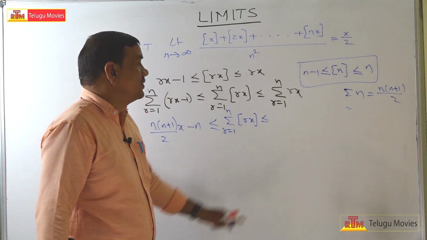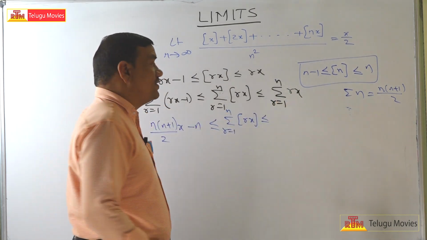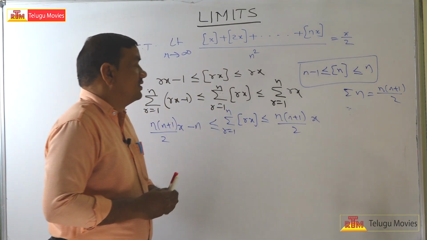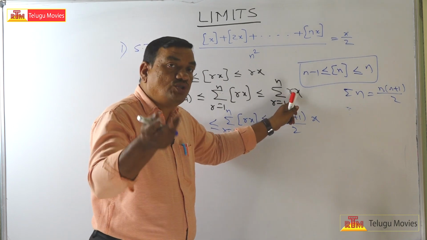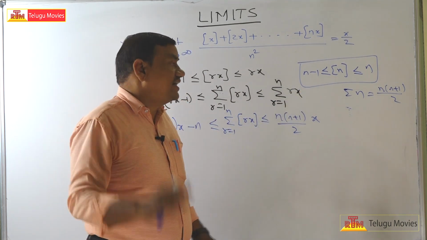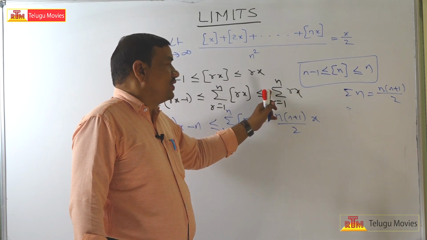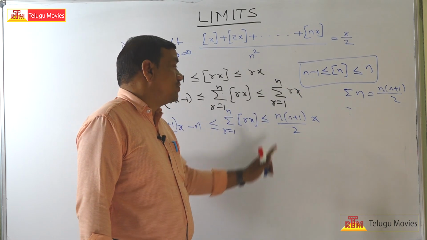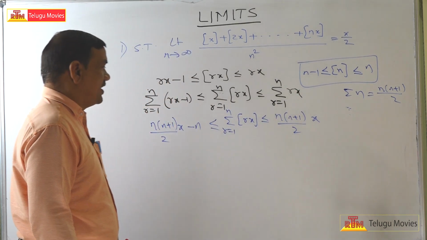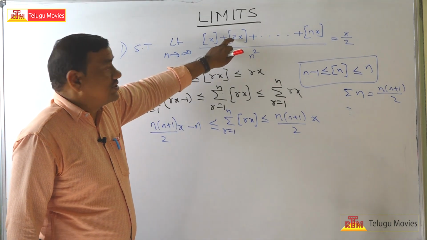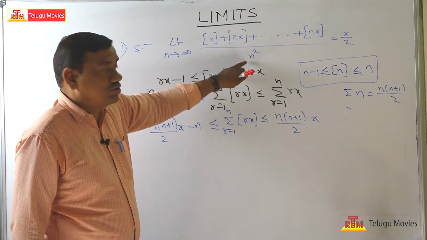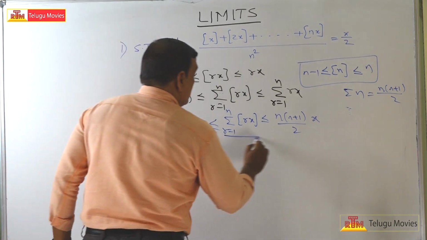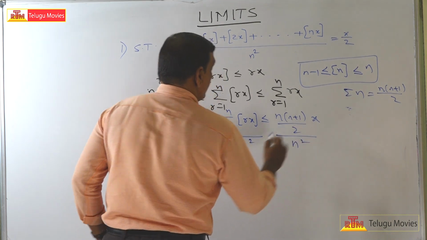So here also, sigma r means n into n plus 1 by 2, times x. That means sigma r means 1x plus 2x plus 3x plus 4x. Here r runs from 1 to n, r is a variable and x is a constant, so take the constant x outside, giving n into n plus 1 by 2. Nice. To create our required function we want division by n square, so divide everything by n square.